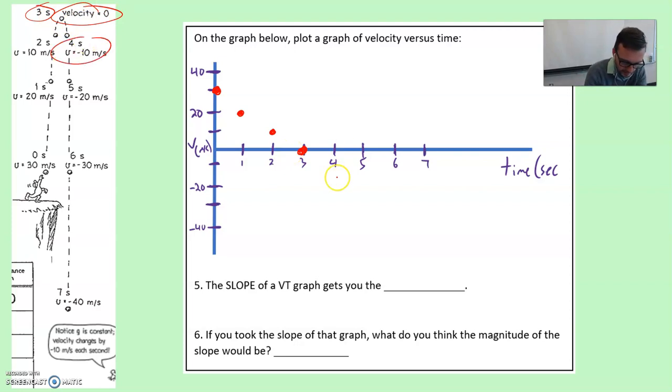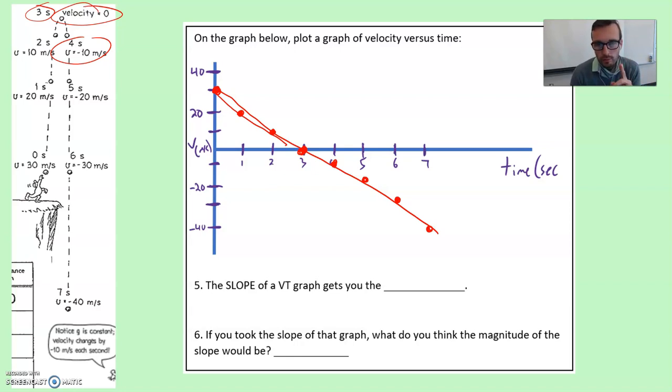After 4 seconds, we're at negative 10. 5 seconds, we're at negative 20. 6 seconds, we're at negative 30. 7 seconds, we're at negative 40. Now, if you notice, it's a little bit choppy, but if I were to fit this, it would be a nice straight line, as straight as I can draw it.